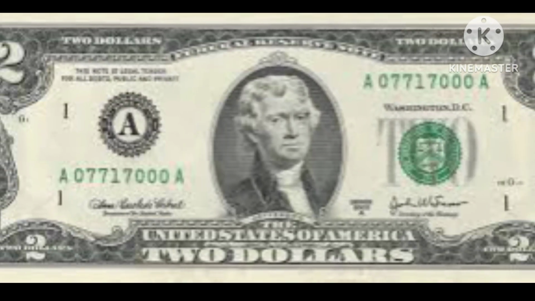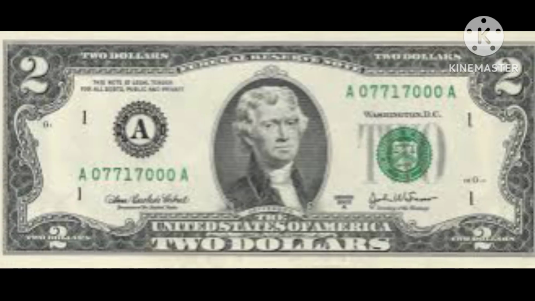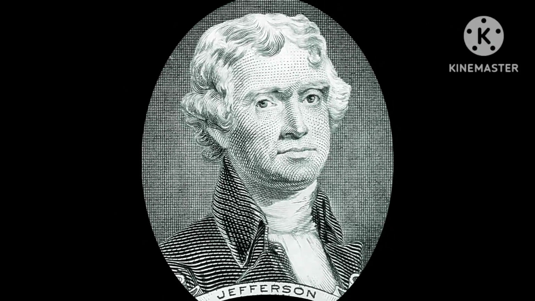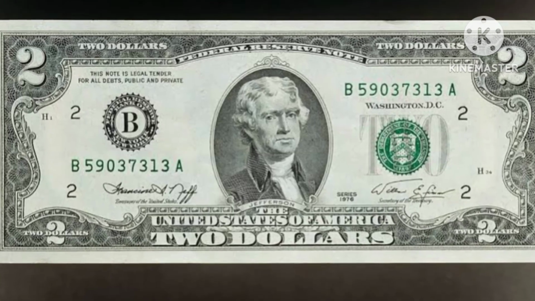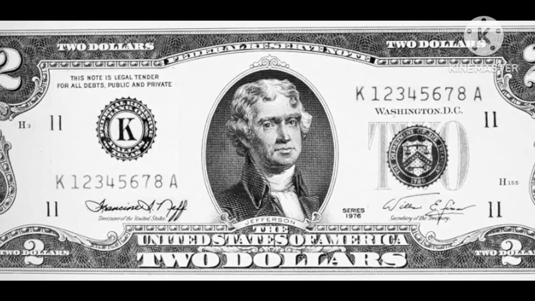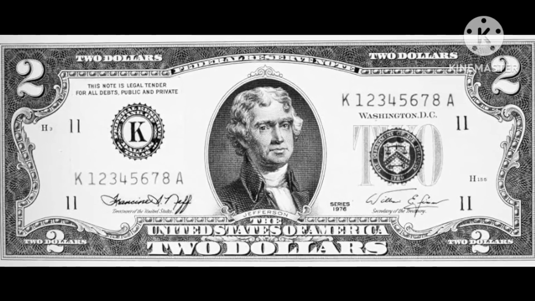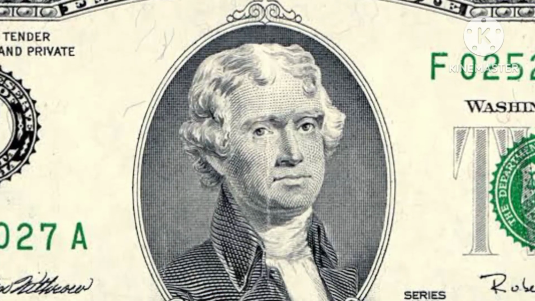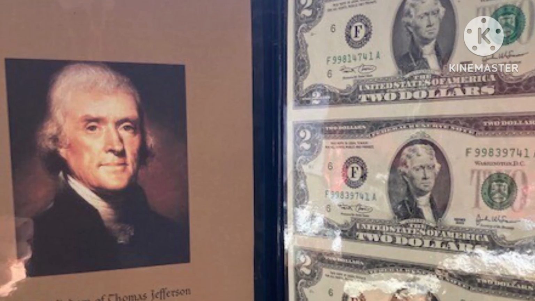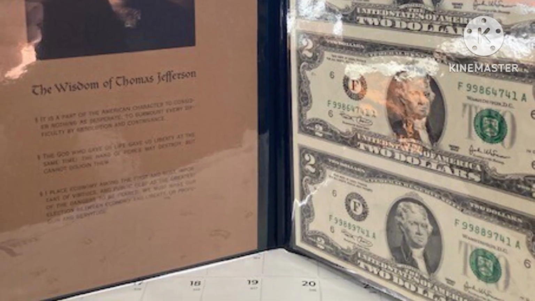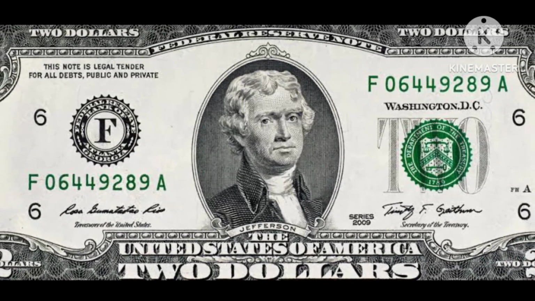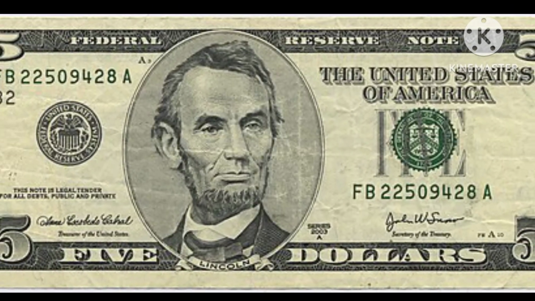$2 bill, Thomas Jefferson. Thomas Jefferson, the third US president and principal author of the Declaration of Independence, appears on the $2 bill. The reverse side features the famous painting Signing of the Declaration of Independence. Although rare in circulation, millions of $2 bills are printed yearly. Interesting fact, people often think the $2 bill is discontinued, but it is still legal currency and regularly printed in small quantities.